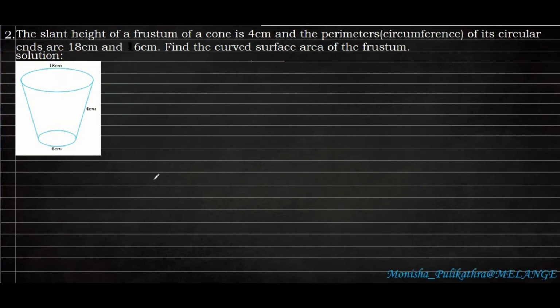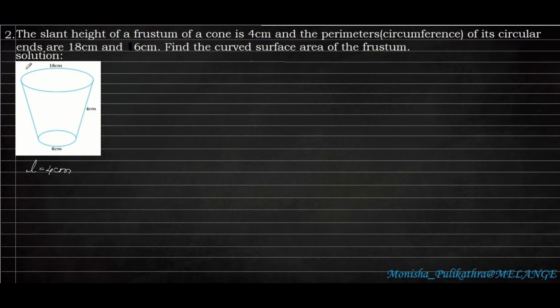Moving on to the second question. The slant height of the frustum of a cone is 4 centimeter. The slant height is given. Here the perimeters are given, not the radius. Out of this we have to find out the radius. So the perimeter, that is the circumference. Perimeter and circumference is one and the same.